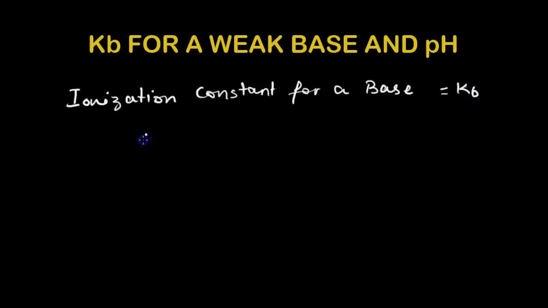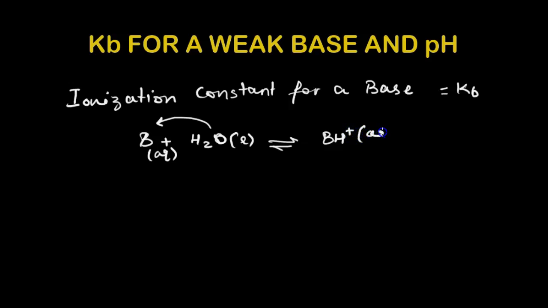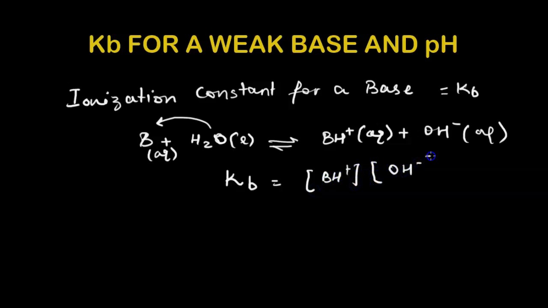If we have any weak base, then the base will react in the presence of water. This is excess water, and the base is in the aqueous state. Then the weak base takes up a hydrogen ion from water to become BH positive aqueous and OH negative aqueous. If we write the equilibrium equation, then Kb would be equal to the concentration of BH positive times hydroxide ion divided by the base concentration.